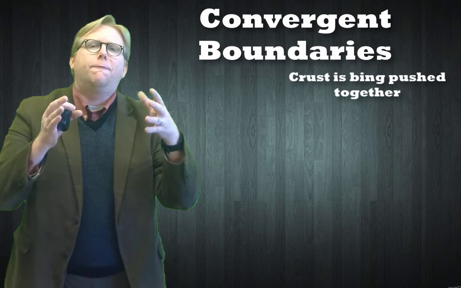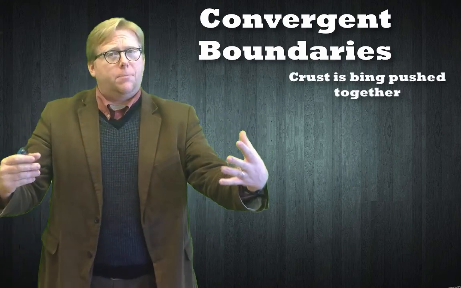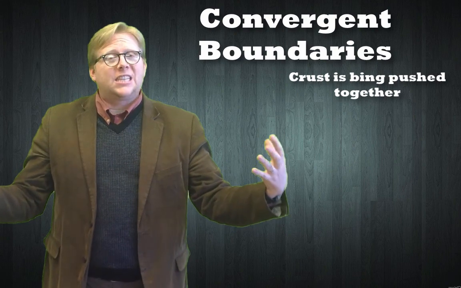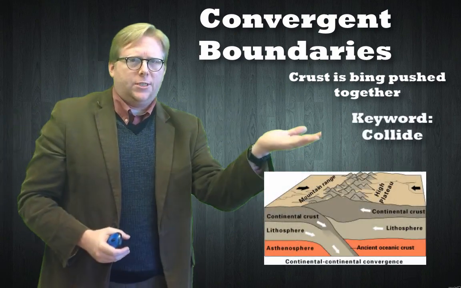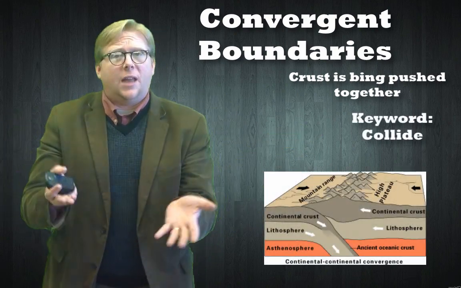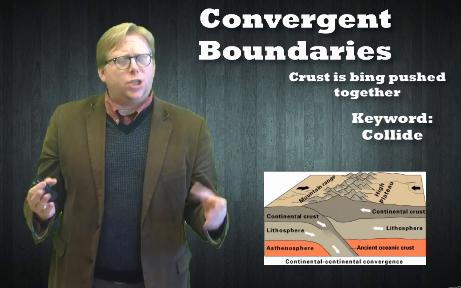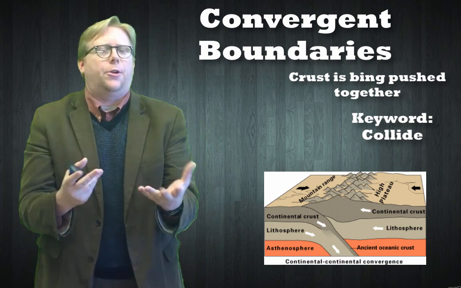We call that a convergent boundary. Convergent boundaries are where the plates collide. Divergent, divide, convergent, collide. And so here, convection is pushing the continents together.